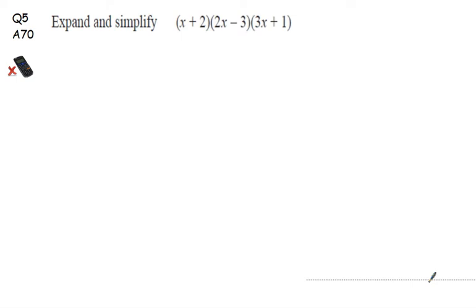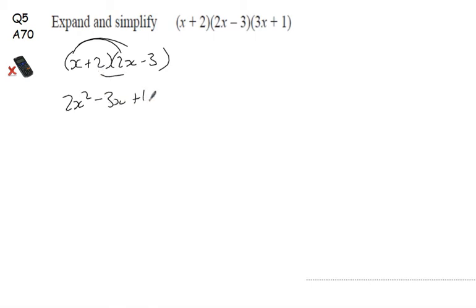Expand this, so I'm just, that's going to be 2x squared minus 3x plus 4x minus 6. Minus 3x plus 4x is plus 1x minus 6. And then I've got 2x squared plus 1x minus 6.